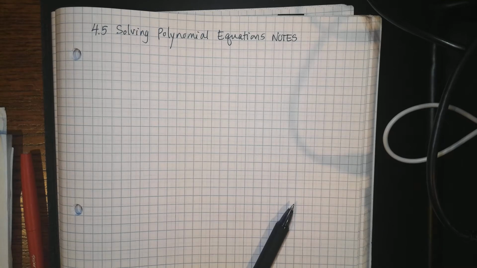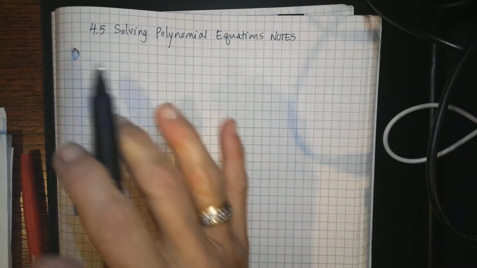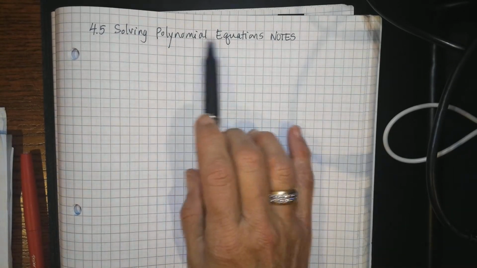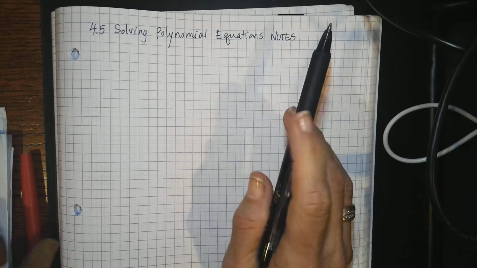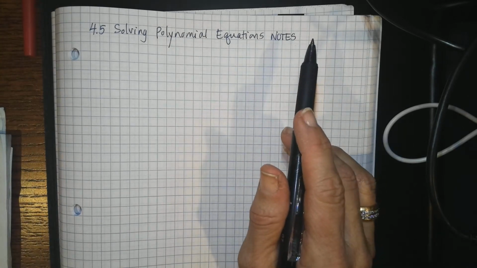We are working in our Big Ideas book. This is section 4.5, or C4L5. The title of it is Solving Polynomial Equations. So these are some notes and examples that I'm going to give to you, especially if you're home on quarantine.